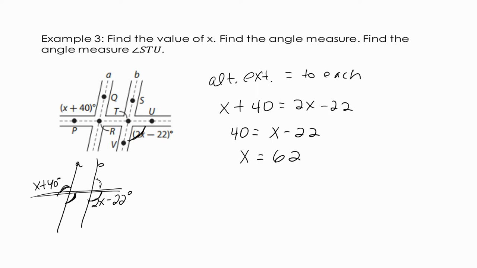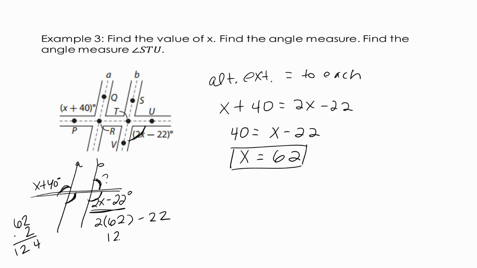So I found x, which was one of the questions. Now I'm also asked to find the angle measure for STU. So STU is right here. So be careful. This is going to be a linear pair. So to find the degree measure, I can start here with 2x minus 22. I know that x is 62. So 62 times 2 is going to be 124. Minus 22 is going to be 102.